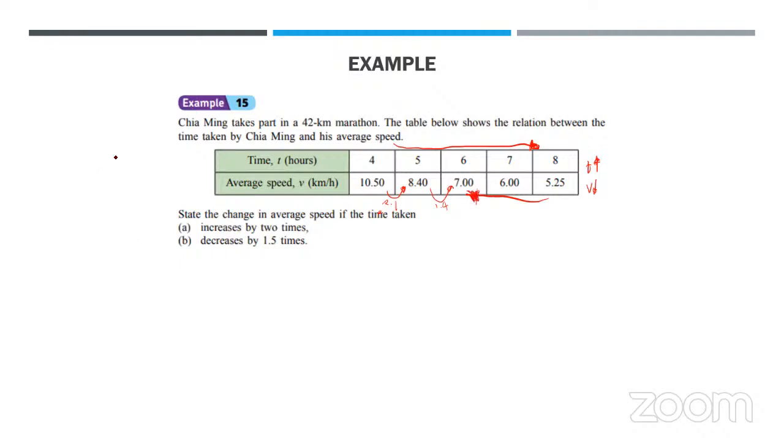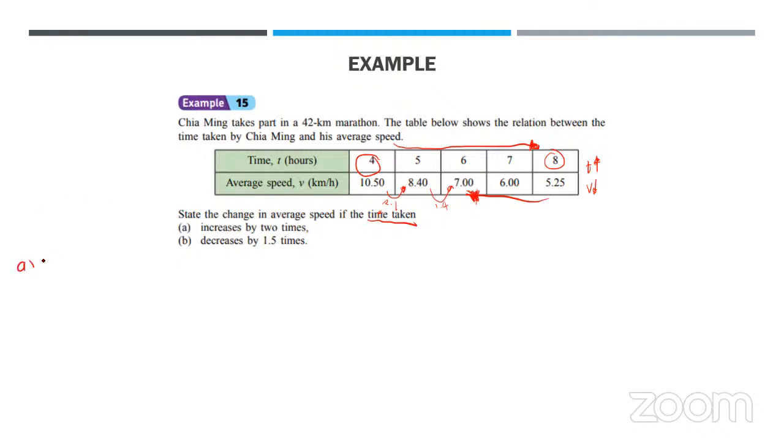All right, so now let's look at the question. State the change in average speed if the time taken increases by 2 times. Basically, how you solve this question is you need to find two values of time, because they say it's time taken, that satisfies this specific requirement: increases by 2 times. Which values of t can increase by 2 times? Just by looking at this directly, I can already tell it's 4 and 8, because 2 times 4 is 8. 2 times 5 is 10, but there's no 10 over here, so we can't take this, this, or this. So it's 4 and 8.